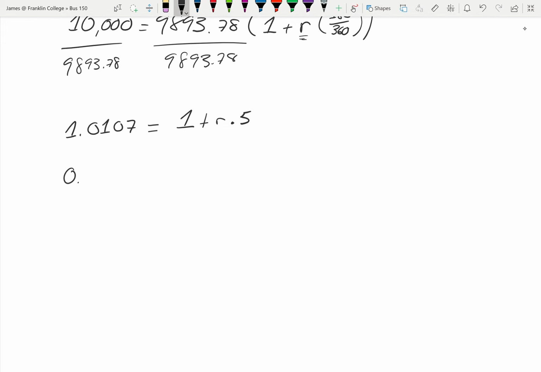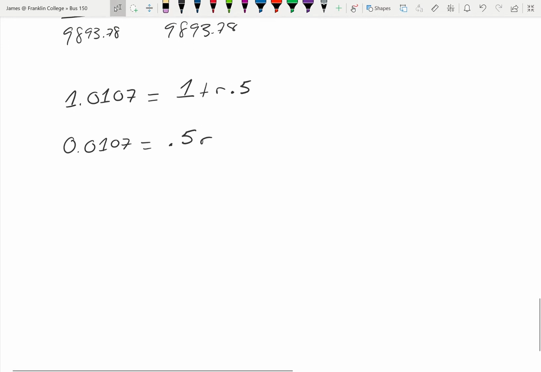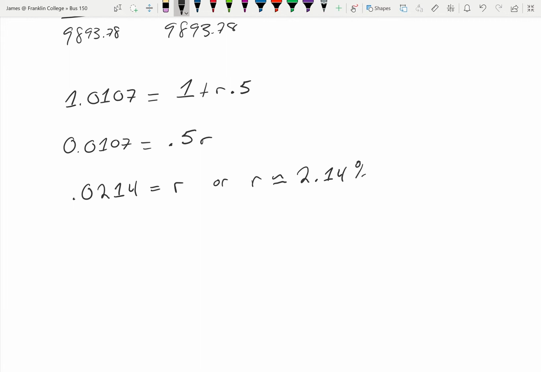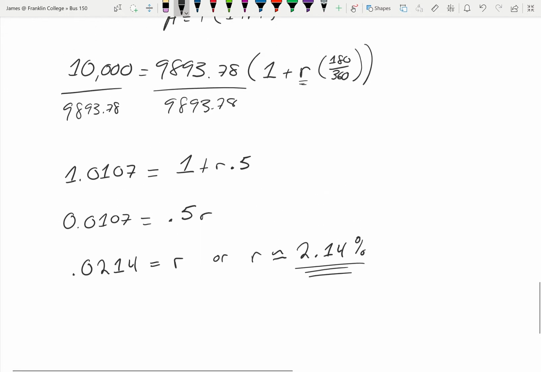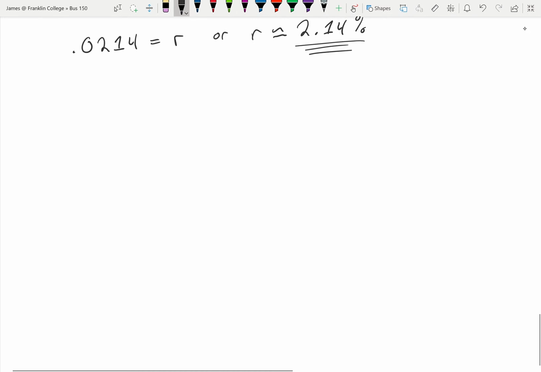We'll be left with 0.0107 equals 0.5 times R. We can divide by 1/2 on both sides, or multiply by 2 if you want to say. So 0.0214 equals R. Or we can say R is roughly 2.14%. So that is the interest that we are earning. That is the rate that we are earning on this T-bill that we bought.